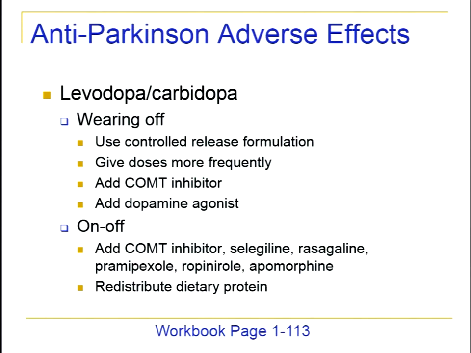We use controlled release formulations, or we give the doses more often, or we add a catechol-O-methyltransferase (COMT) inhibitor, or we add a dopamine agonist. So we can do a lot of things that help that. On-off, a lot more difficult to treat. We can try adding those things. Okay, we can try adding COMT inhibitors, selegiline, rasagiline, the dopamine agonist. We can try distributing dietary proteins a little bit differently. So there's a lot of things we can try for that. They have varying degrees of success, and apomorphine is the thing that's usually used at that point.